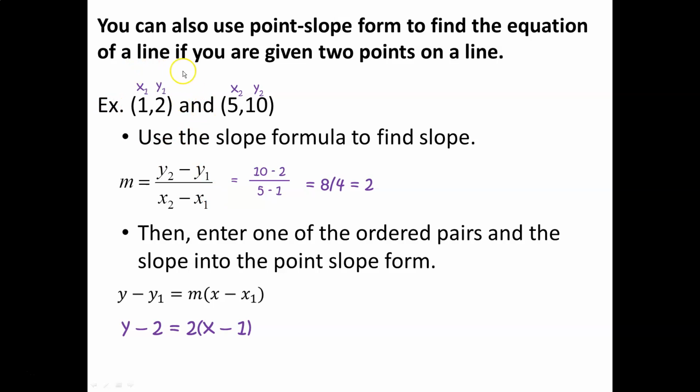Now, in general, I am a creature of habit, so I usually stick to the first point. Doesn't matter though, either one will be okay. So we have a slope of 2 that goes in where m is. x just stays there, minus x1, which is 1. And over here we have y minus y1, which is 2. And that is it. There's your point-slope form, all done.